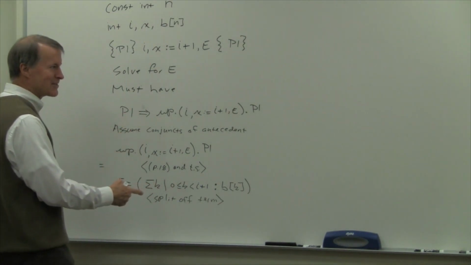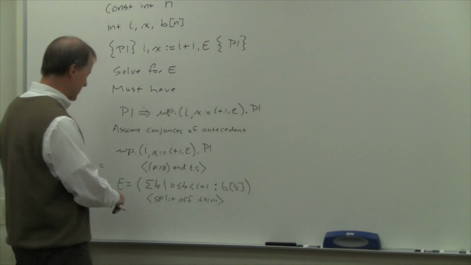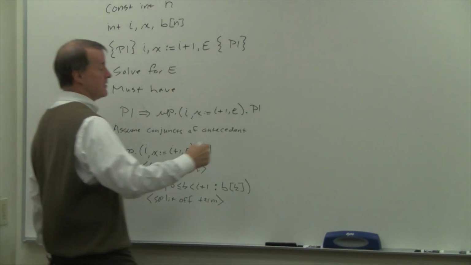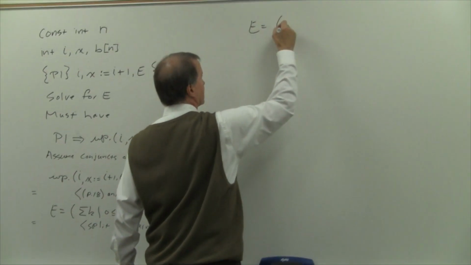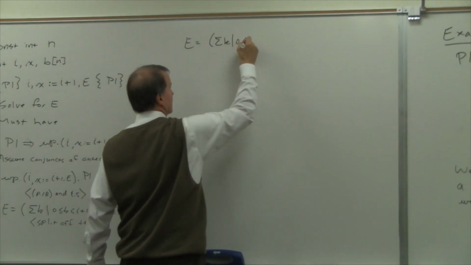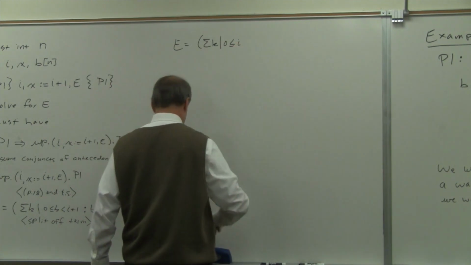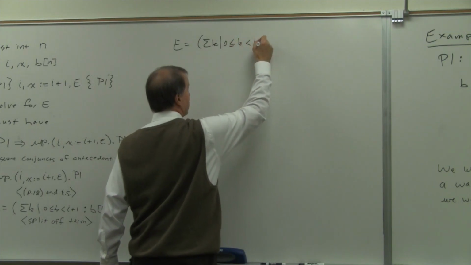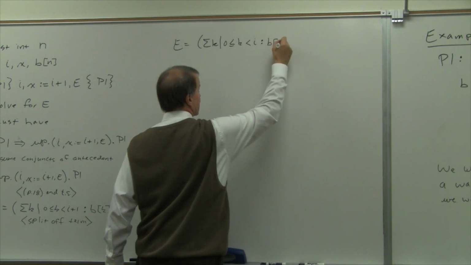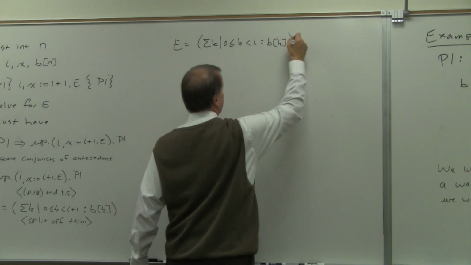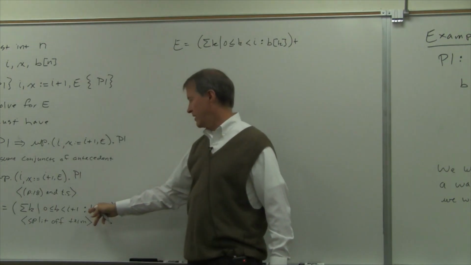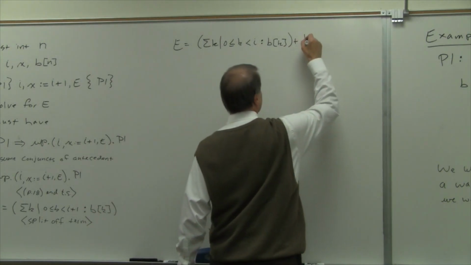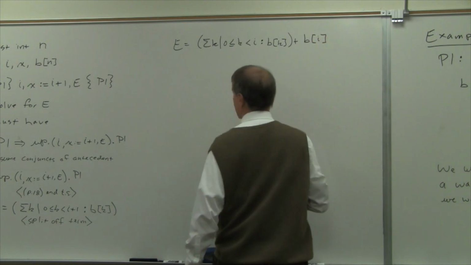Now what happens if we split off the term here? Equals by split off term. E equals sum on k, 0 less than or equal to k, less than I, body B sub k, plus, now what term got split off? The I term, B sub I. Is that right? Is everybody clear on that?